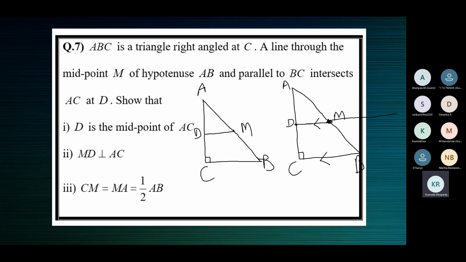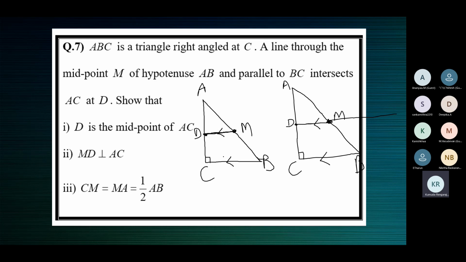A line, M is the midpoint of the hypotenuse AB. A line through M, parallel to BC, meets AC at D. Show that D is the midpoint of AC. So that is the direct result by converse of midpoint theorem.